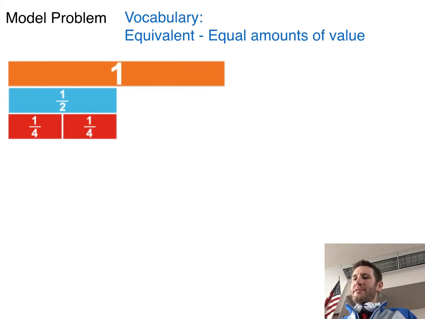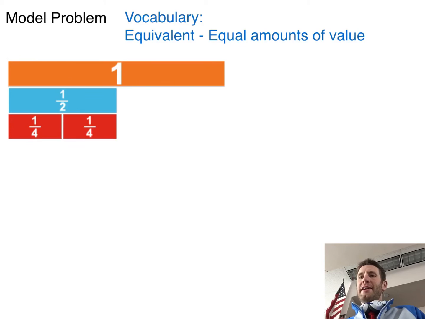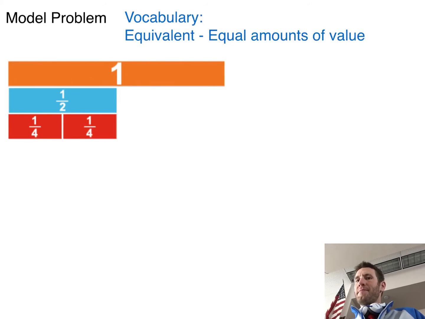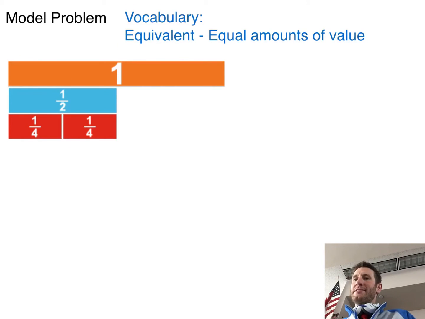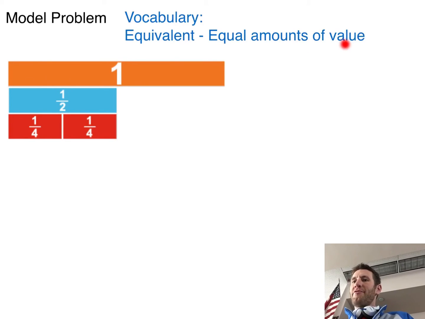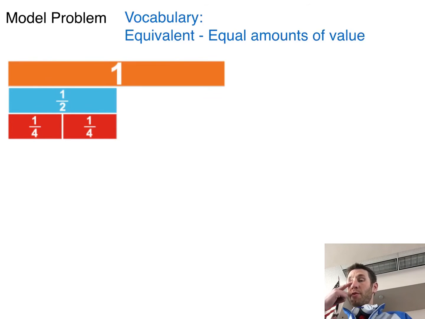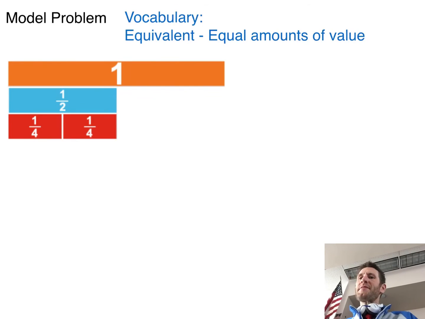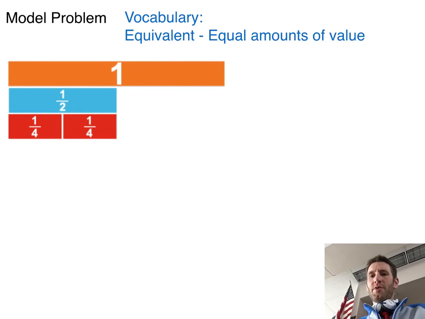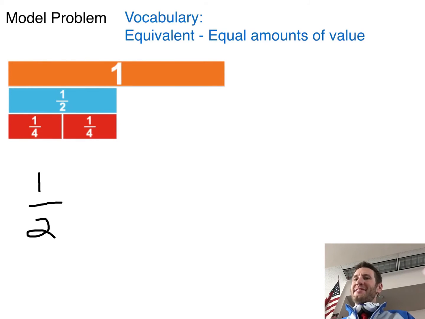Before we get into the different strategies, one important vocabulary word to remember, and I want you to write it down at the top of the model problem blocks, is this word: equivalent. Equivalent is a word that means an equal amount of value, so it's almost worth the same thing. And we're going to figure out a fraction that's equivalent to 1/2, which means it's the same amount of value as 1/2, but it will be written a little bit differently.